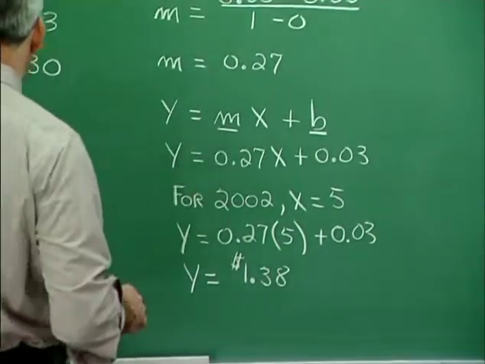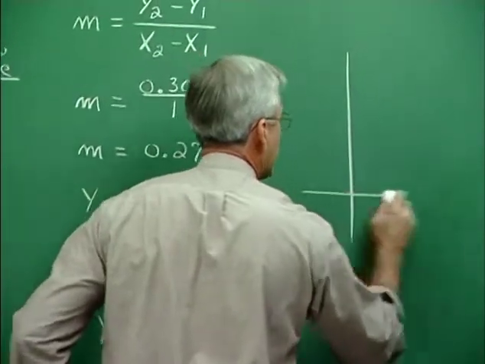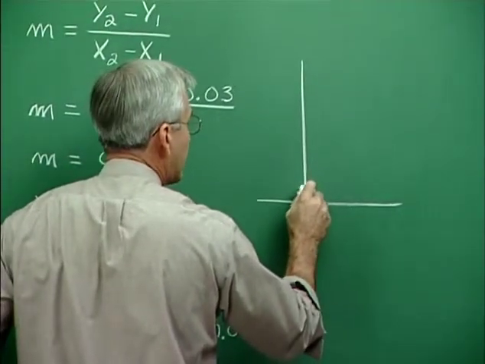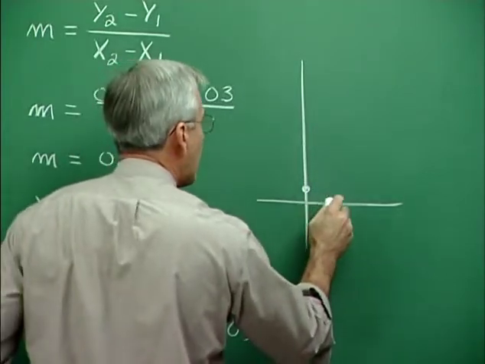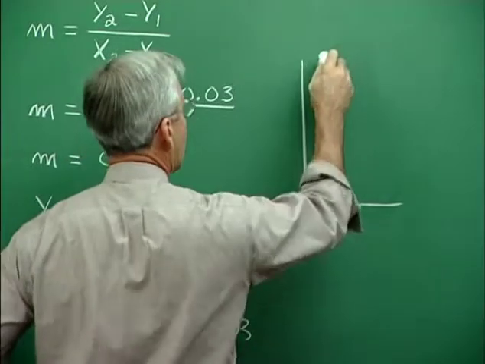Now, understand that graphically, we're taking information like this. Let's see, 0 is associated with 0.03. Let's say it's right here. And 1 is associated with 30, and that's way up here.